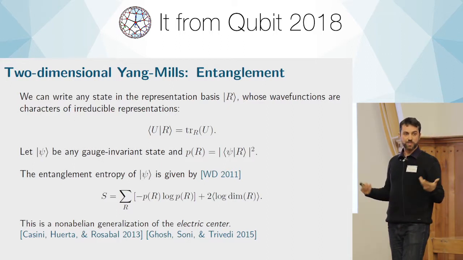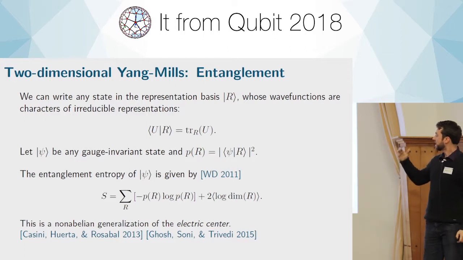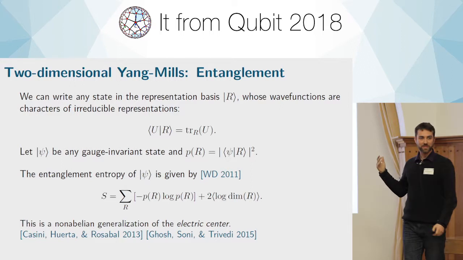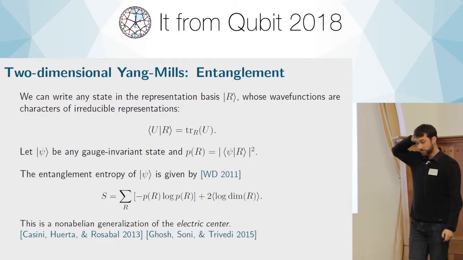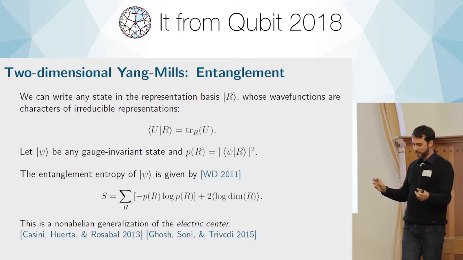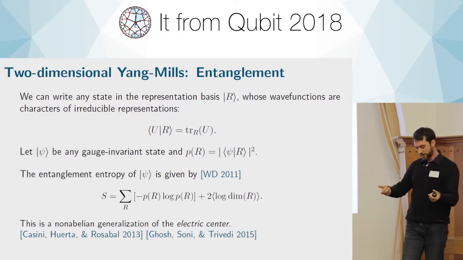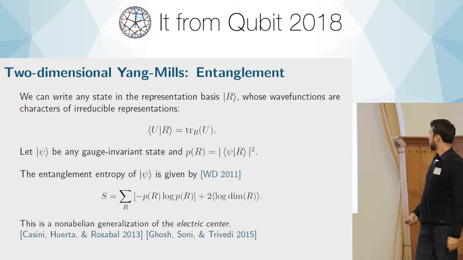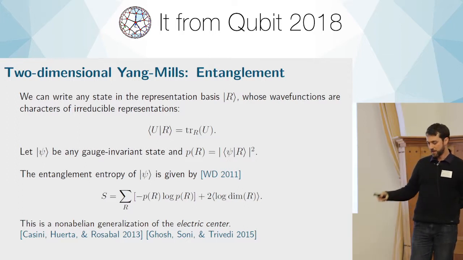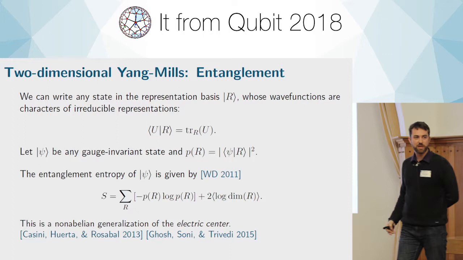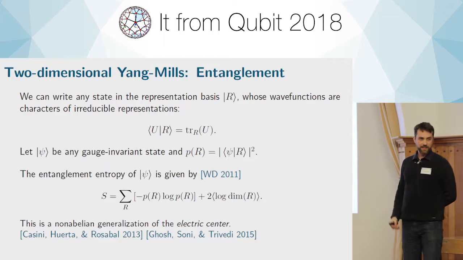It turns out to be easiest in a particular basis, the so-called representation basis, whose wave functions are characters of irreducible representations of the group. So we have a particular orthonormal basis in which we can expand any state. What's nice about this basis is that it tells you exactly how it transforms under these residual gauge transformations at the endpoints. And so, just from knowing the probability distribution in this basis, you don't even need to know the phases of the state. Just from knowing the probabilities of your state, one can find the entanglement entropy.